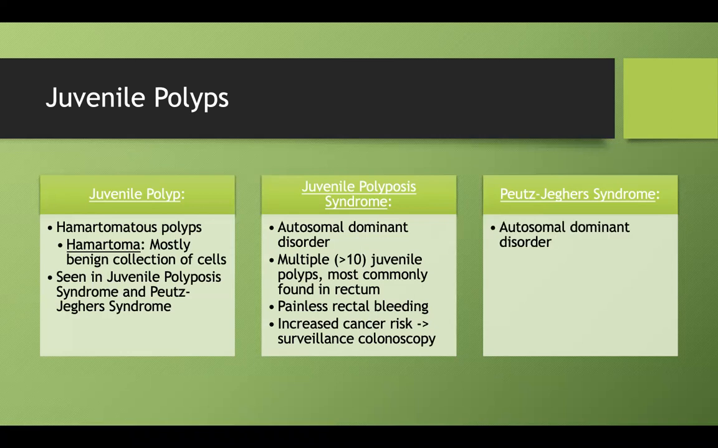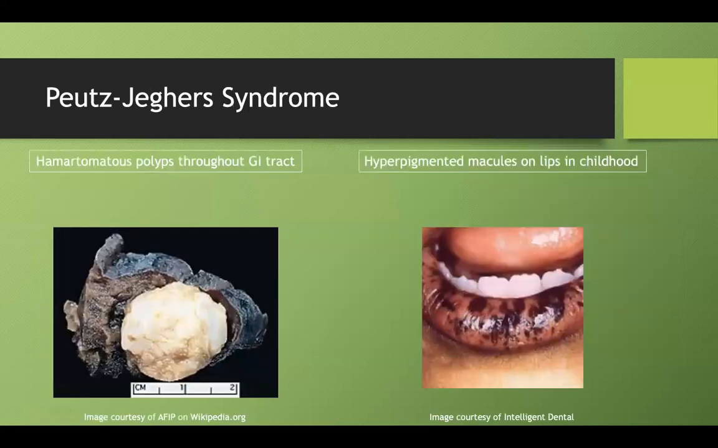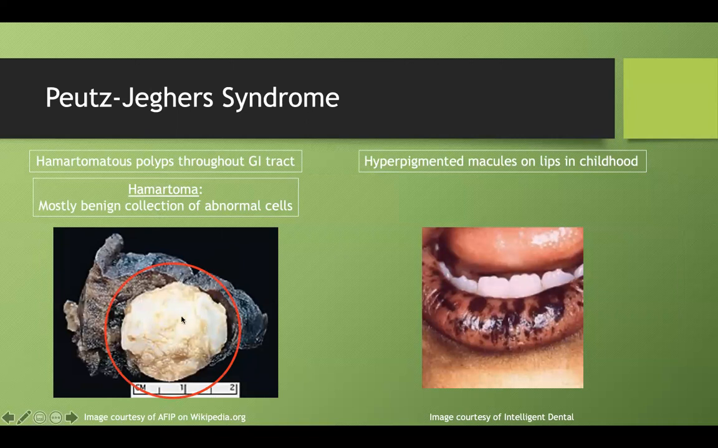I think the more high yield disorder is Peutz-Jeghers syndrome, also an autosomal dominant disorder, also causes hamartomatous polyps, but this one can cause it throughout the GI tract. A big thing they like to test is that it also has hyperpigmented macules. So if I go here to Peutz-Jeghers syndrome, you're going to see a few things. The first thing you'll see is this hamartomatous polyp throughout the GI tract. And this is a hamartoma. I think this is a lung hamartoma, actually, but I just want you to know it's just like this ball of cells that is usually benign but can be cancerous.